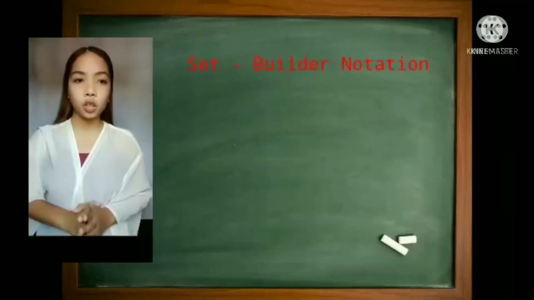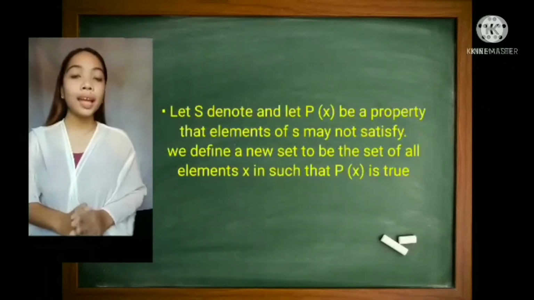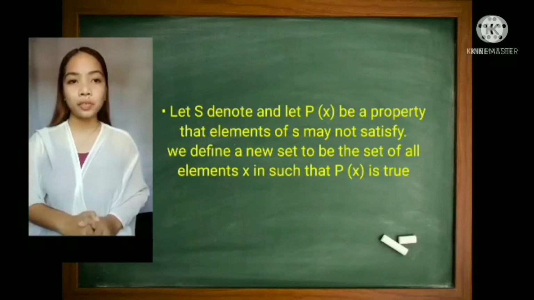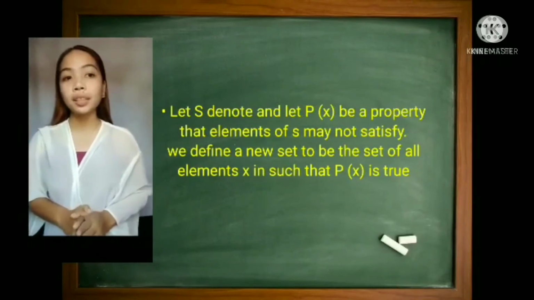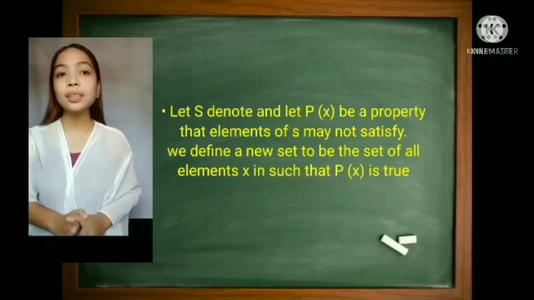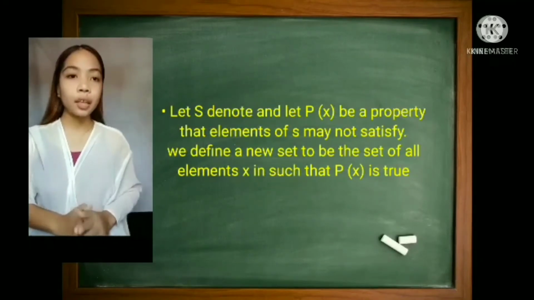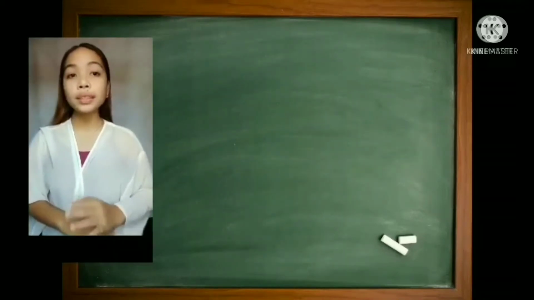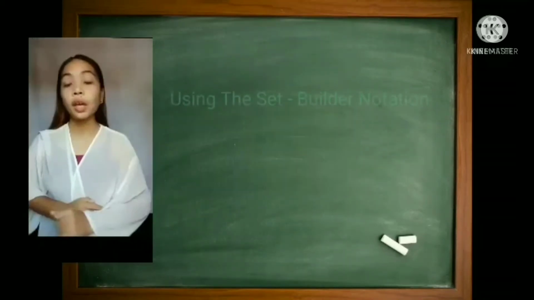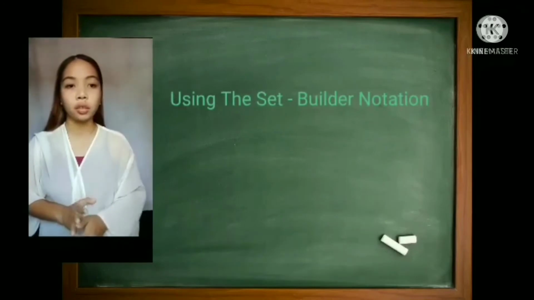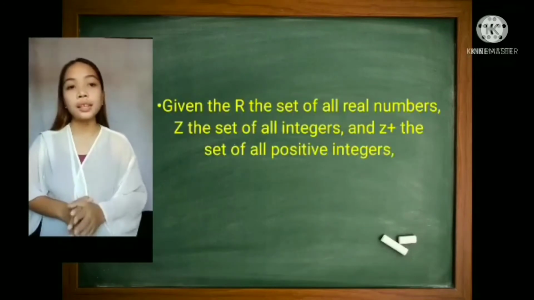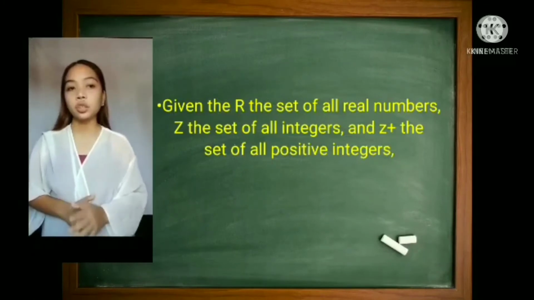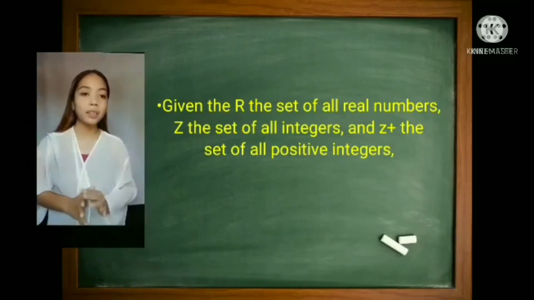Set builder notation. Let S denote a set and let P(x) be a property that elements of S may or may not satisfy. We define a new set to be the set of elements x in S such that P(x) is true, and we denote this set as follows. Using the set builder notation, given that R is the set of all real numbers, Z the set of all integers, and Z-plus the set of all positive integers.